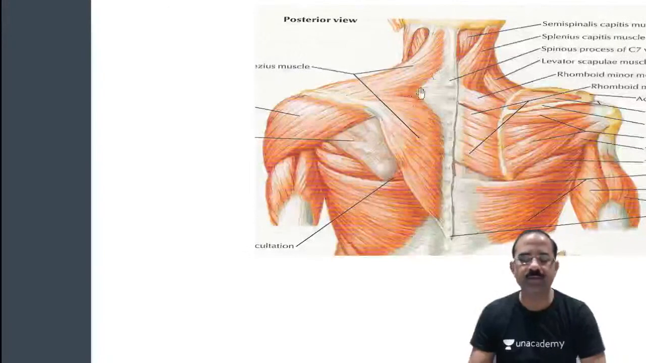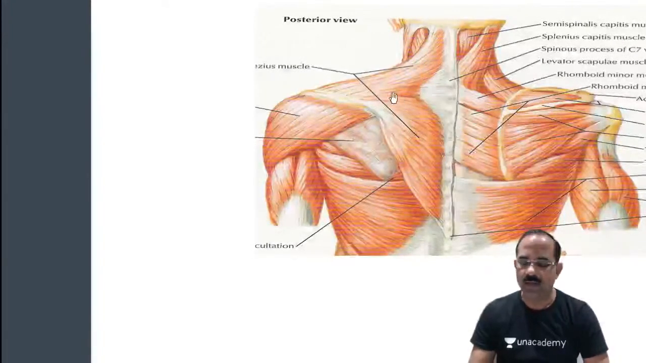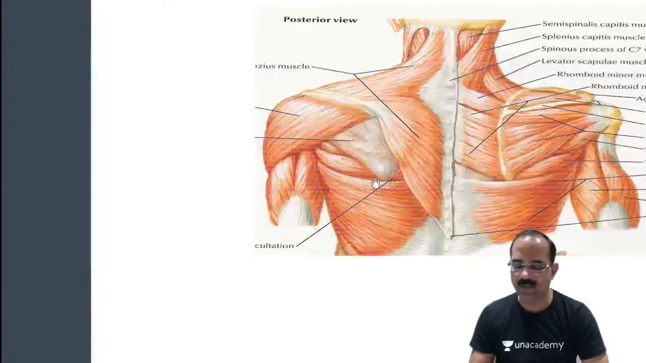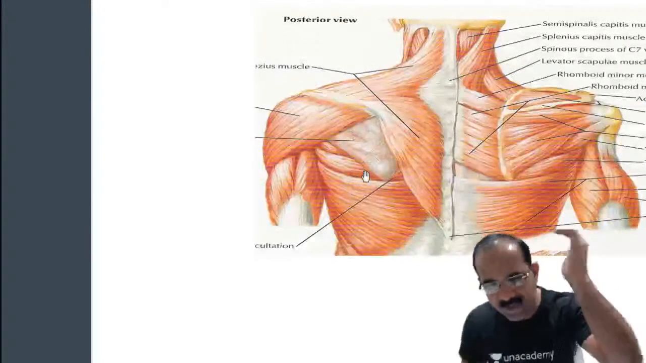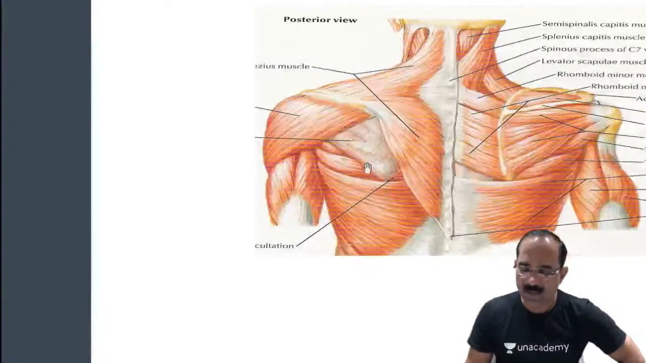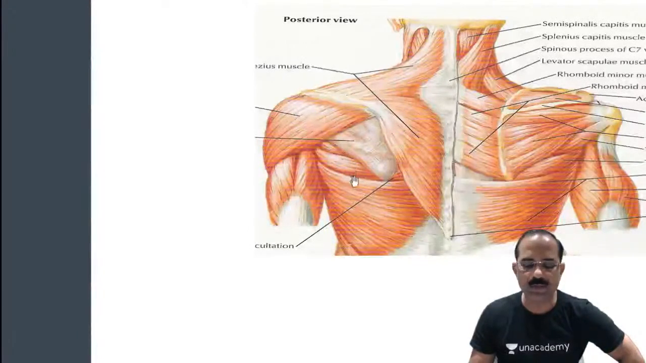Identify this muscle here. This is the trapezius. That's the latissimus dorsi. What would this muscle be which begins from the lateral border of scapula? Students, this muscle begins from the lateral border of scapula. This will be teres minor, this will be teres major, right? That's teres minor, that's teres major.